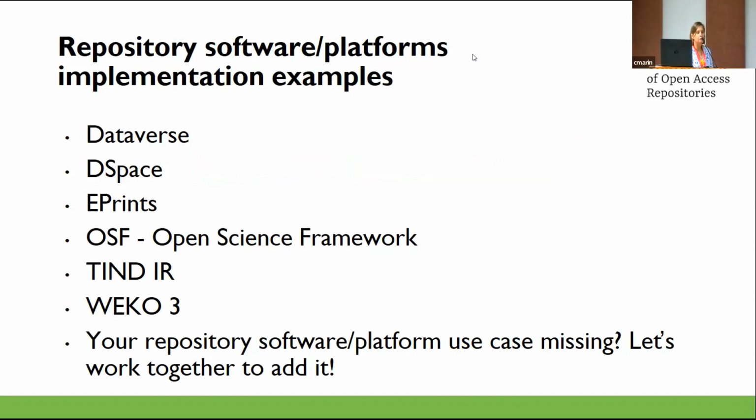Our recommendations also include descriptions of current functionalities of repository and software platforms. And I'm looking at Heather because we don't have Samvera here yet, but it would be great to work with you to include Samvera. And also if you use repository software which is not here yet, please contribute a use case, because it would be great to have them.